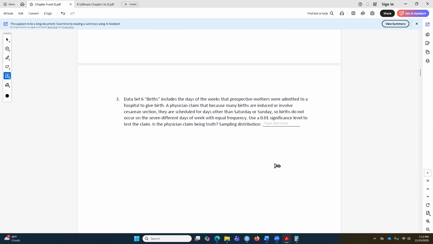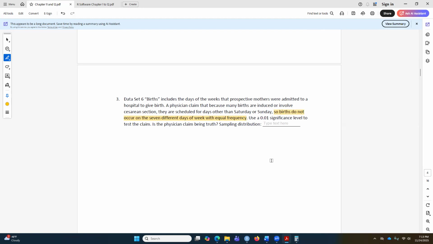Okay. Data set 6, birth, includes the days of the week that prospective mothers were admitted to a hospital to give birth. And here comes a physician's claim. The claim statement here is that because many births are induced or involve cesarean sections, they are scheduled for days other than Saturday or Sunday. So births do not occur on the different days of the week with equal frequency. This is the claim that the physician makes.